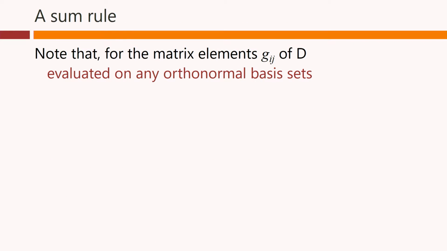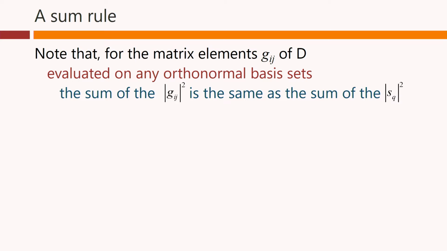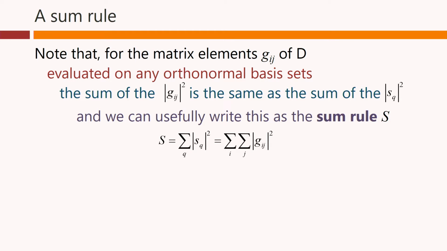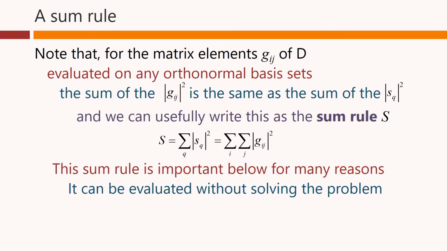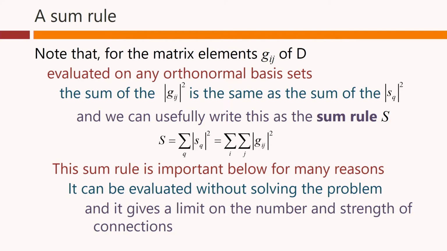Note that for the matrix elements of D, which we could call Gij, evaluated on any orthonormal basis sets we like, the sum of the modulus squared of these matrix elements is the same as the sum of the modulus squared of the singular values. And we can usefully write this as a sum rule S. This sum rule is important below for many reasons. It can be evaluated without solving the problem, and it gives a limit on the number and strength of connections.